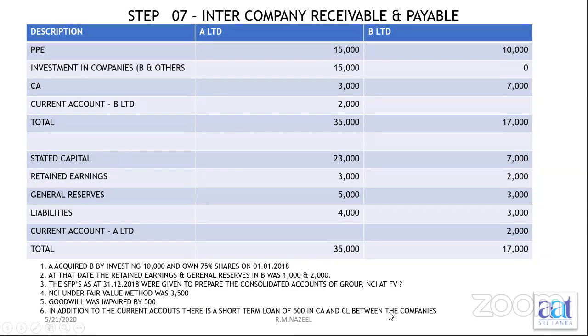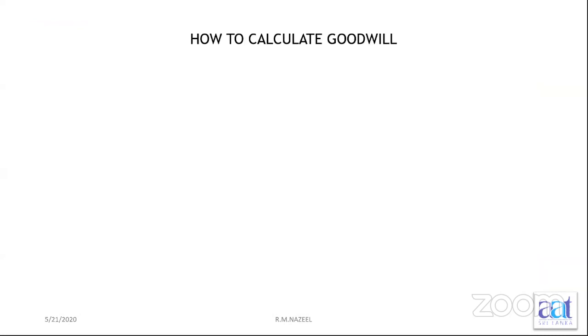And there is a current liability also. So B Limited's current liability has what? 3,000 rupees. So in addition to current accounts, A has granted a short-term loan to B, right? So A says current asset, B says current liability. You can see in the past question, short-term loan, what do you do? Eliminate the balance, right? So keep in mind, in addition to current account, there is a current asset and current liability as what? Intercompany item. So what is the adjustment? Elimination, right?